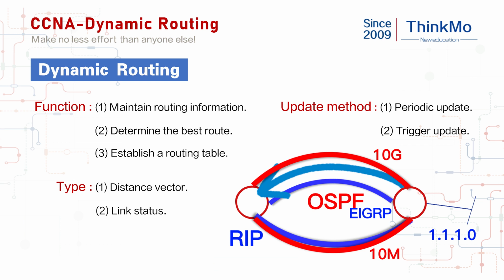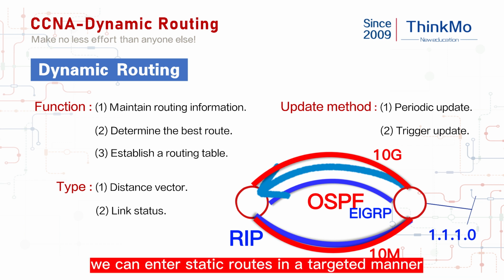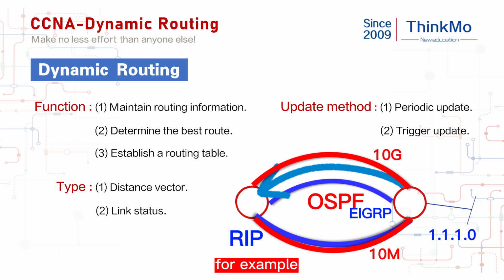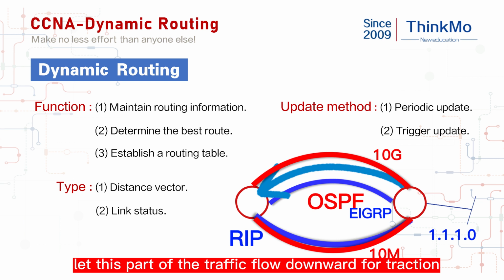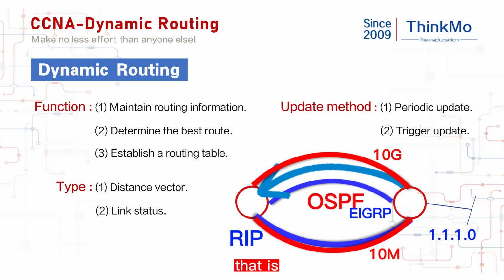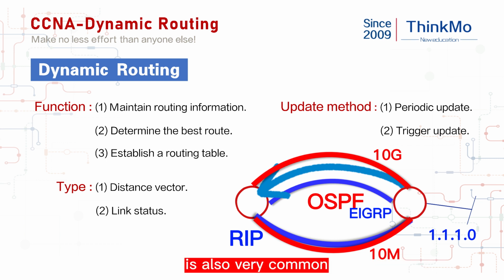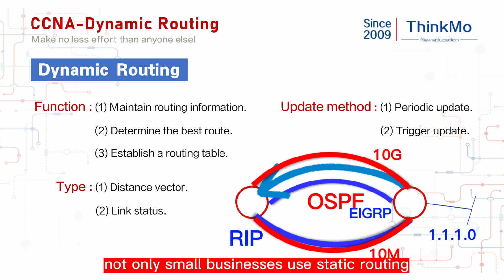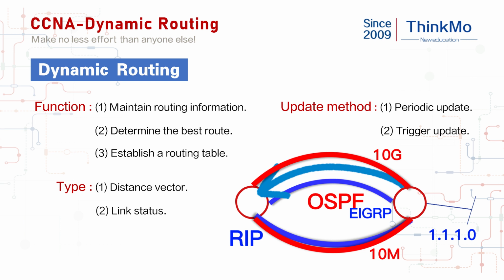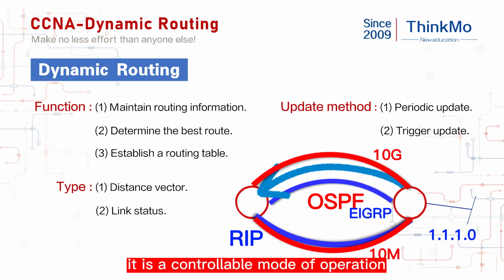This is common. At that time, we can enter static routes in a targeted manner. For example, decide which destination network segment the future data will go to, and let this part of the traffic flow downward for traction. That is, the combination of dynamic routing and static routing is also very common. Don't think that static routing is no longer needed. Not only small businesses use static routing. It is a controllable mode of operation.